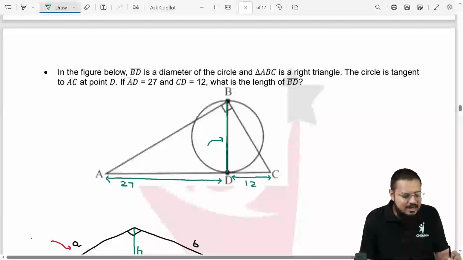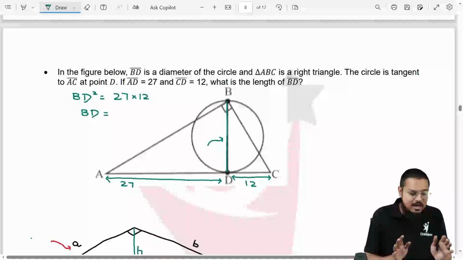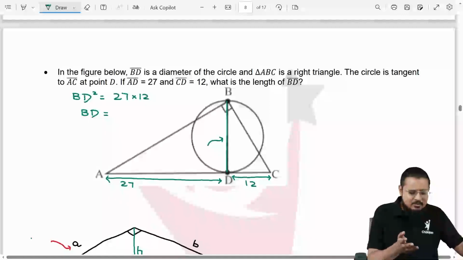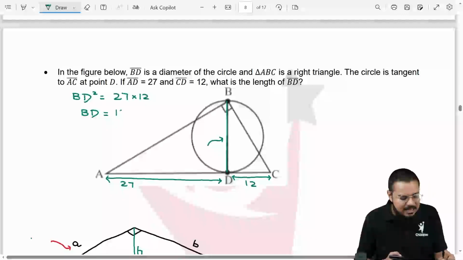So I can create another equation. BD square should be equivalent to 27 times 12. And I'm basically about to solve one of the hardest questions of DSAT in literally under 10 seconds. All you have to do in your calculator, 27 times 12 square root, that's coming out as 18. So that's how you're going to apply angle properties of circles.